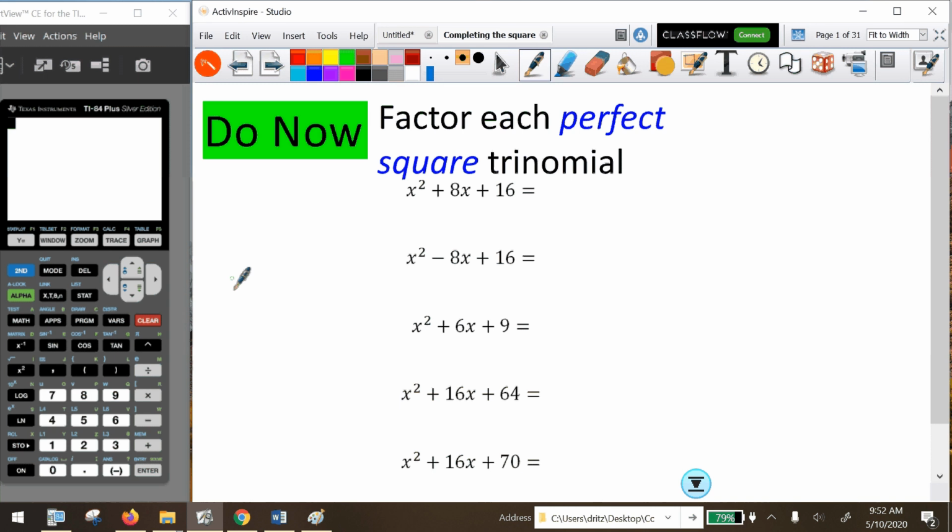This is the first of two short videos that I'd like you to watch this week. In this video, we're going to learn a technique called completing the square. And in the next video, we're going to apply that technique to graph a few quadratic equations.